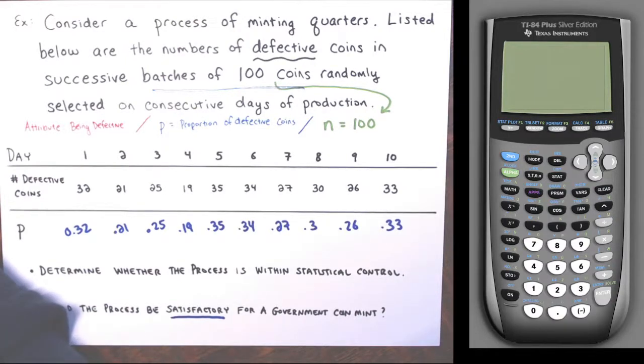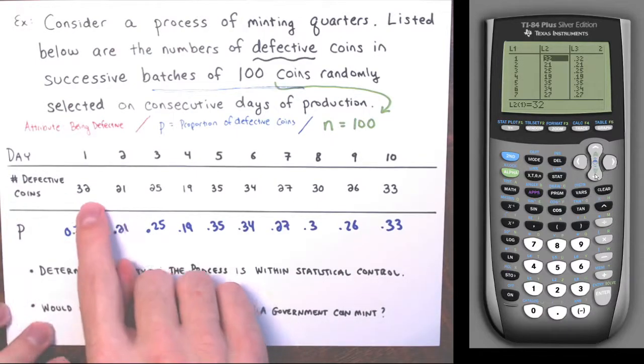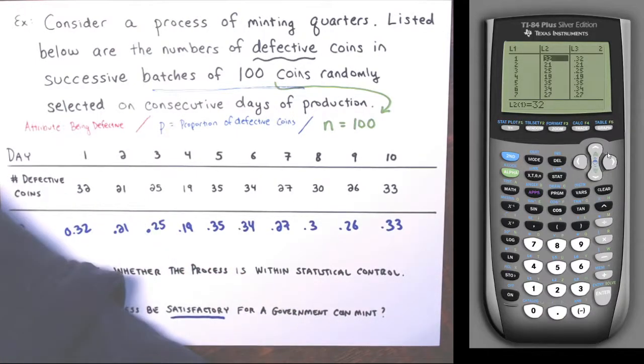What I've already done ahead of time is go to the stat menu and hit edit, and you see lists 1, 2, 3. List 1 has the day numbers, right? Just day 1, 2, 3, 4, 5, 6, 7, 8, 9, and 10. List 2 has the number of defects. Remember there were 32 on the first day, 21 on the second day, 25 on the third day. And list 3 has their proportions, so again, just dividing all these by 100.